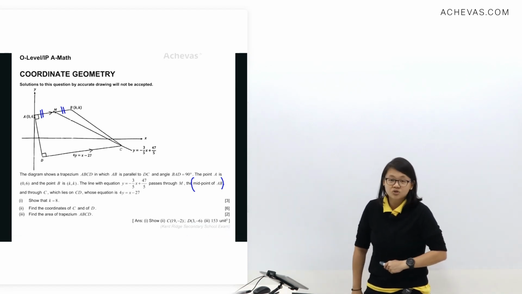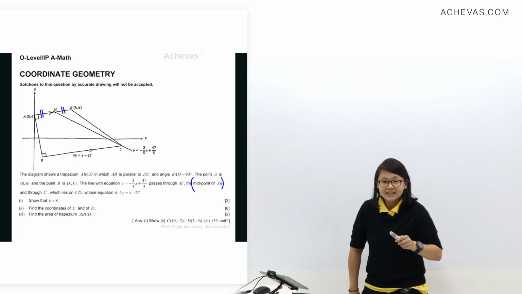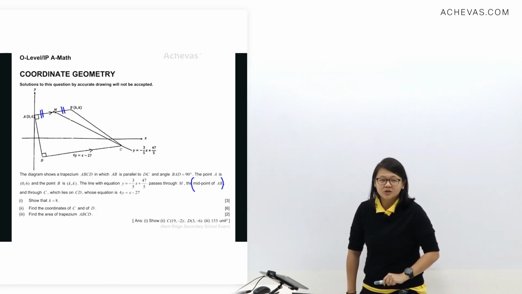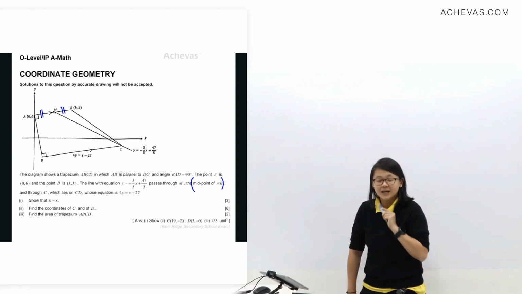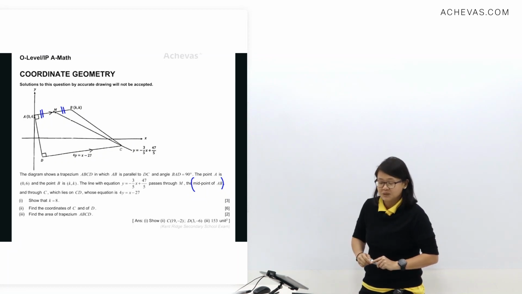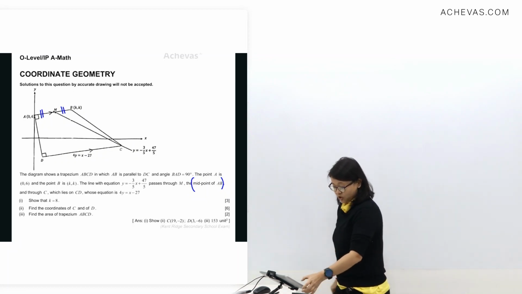Show that k equals 8. k is both the x and the y coordinate at point B. So we know that we only need one piece of information to solve for the k value. Now we are missing the midpoint there, so I'm not going to use the midpoint. Now let's analyze the question again.